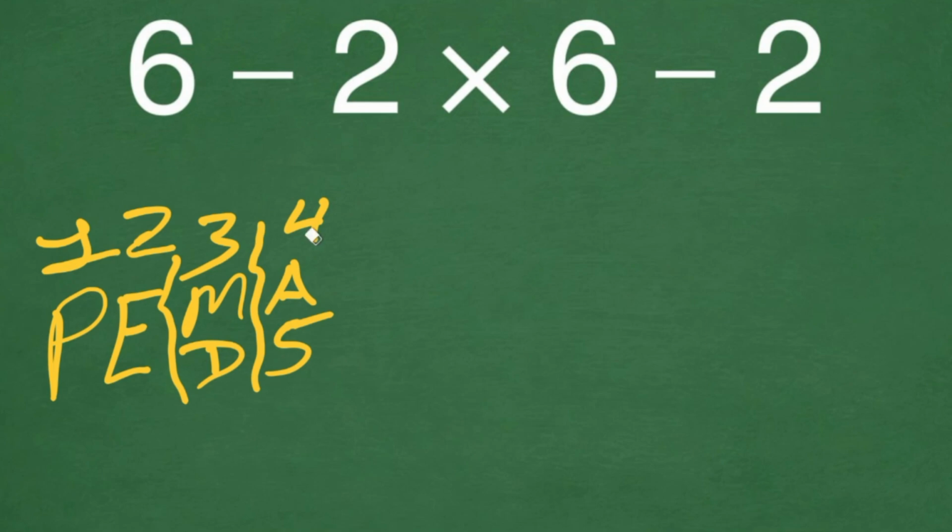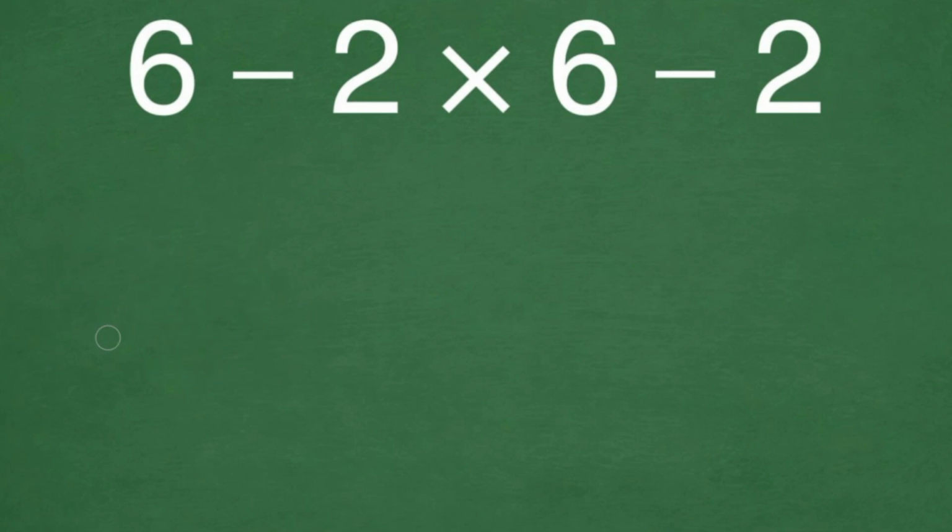So let's go back into our problem. So here we have one multiplication problem in the middle and two subtraction problems. So the first thing to solve is the multiplication, right? Because obviously multiplication has a higher priority than subtraction.